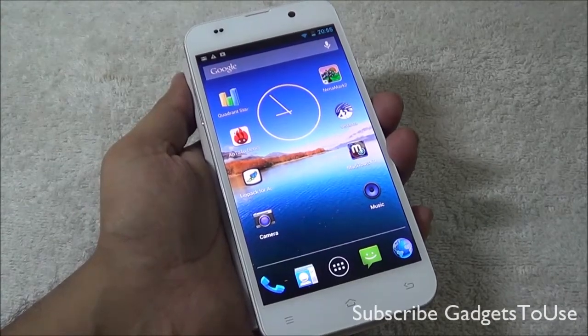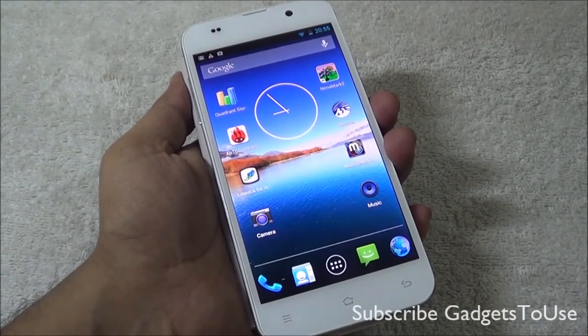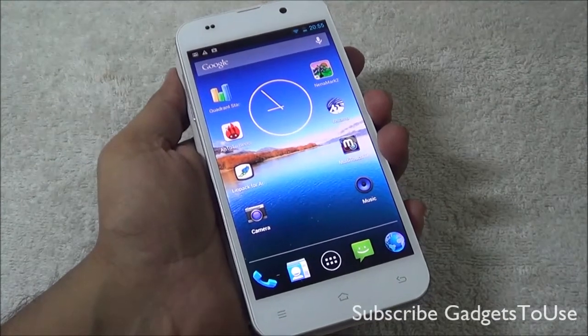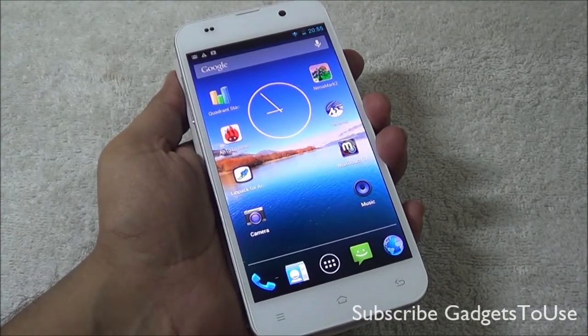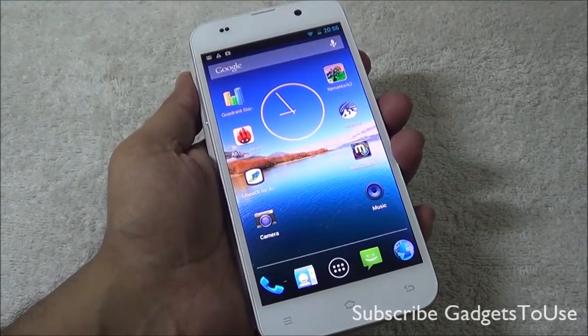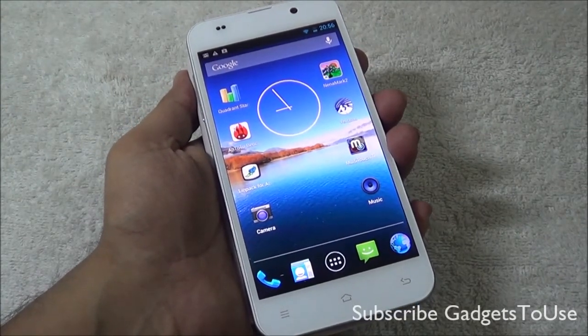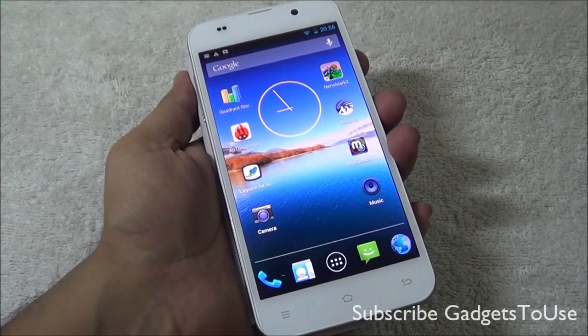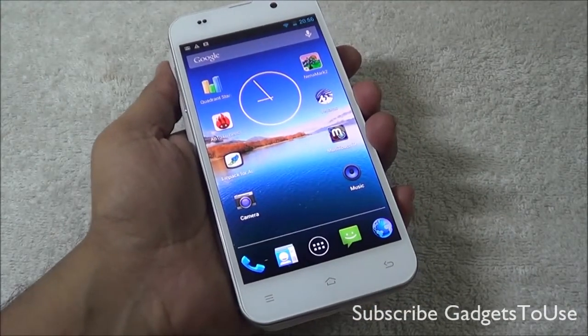So as you have seen, this is how the overall benchmark scores look for this device, which is running on the MediaTek 6589 Turbo chipset. We are coming up with a detailed comparison very soon between a device of the same model number running on MediaTek 6589 and this device which is running on turbo.